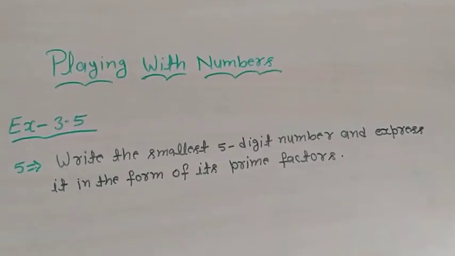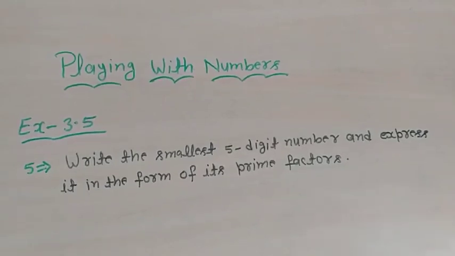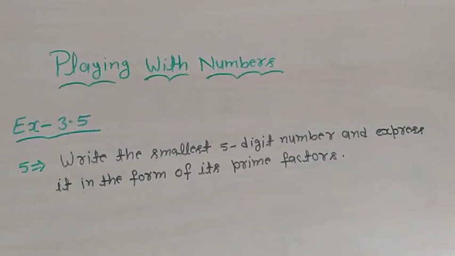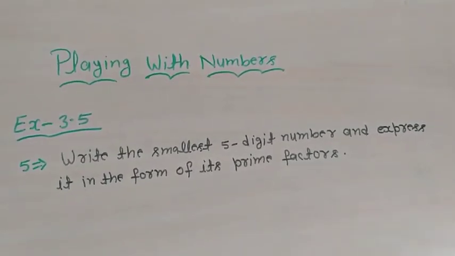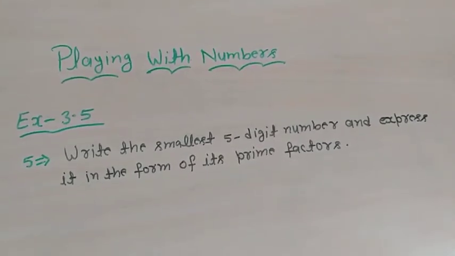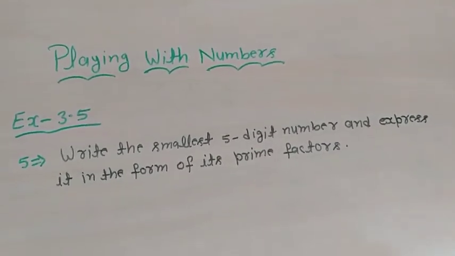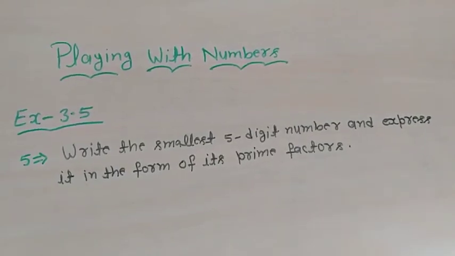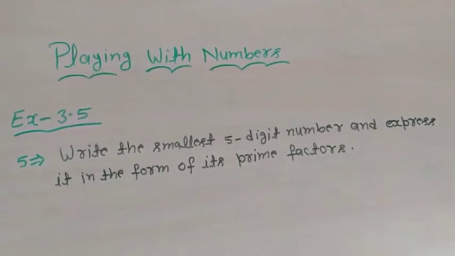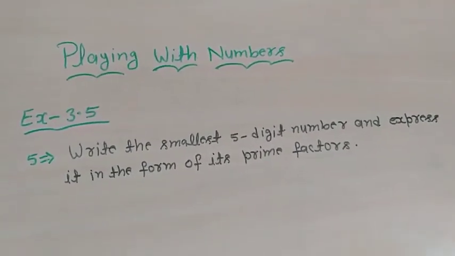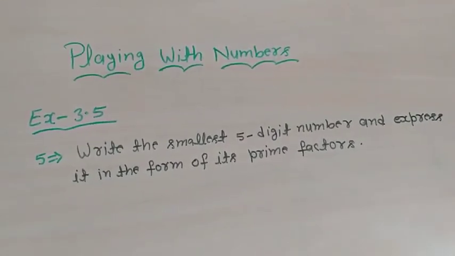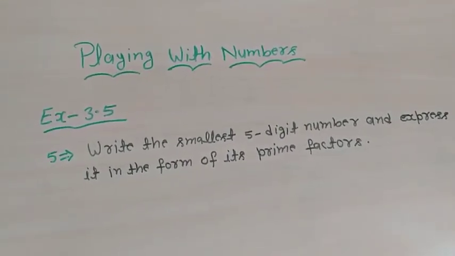We write 10,000 in the form of prime factors. Prime factors means we write 10,000 as a product of prime numbers. We can find it by factor tree or by the prime factorization method. Both are correct methods, but here we use the factor tree to find the prime factors.